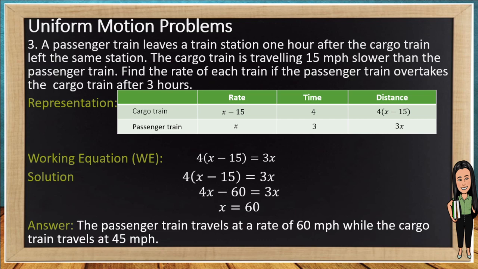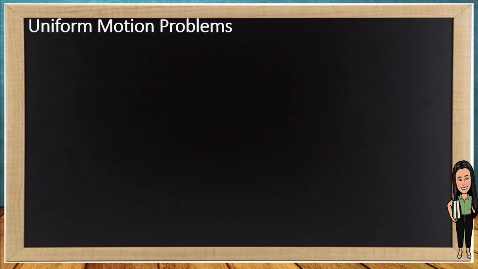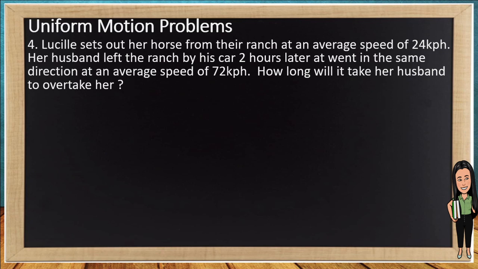Okay, let's have another example. Lucille sets out her horse from their ranch at an average speed of 24 kilometers per hour. Her husband left the ranch by his car 2 hours later and went in the same direction at an average speed of 72 kilometers per hour. How long will it take her husband to overtake her?